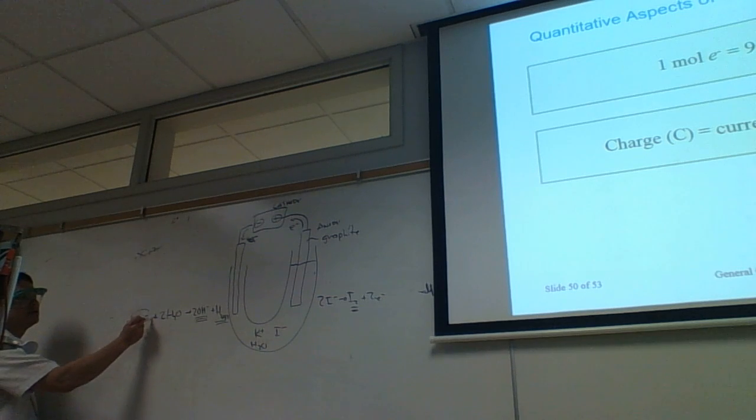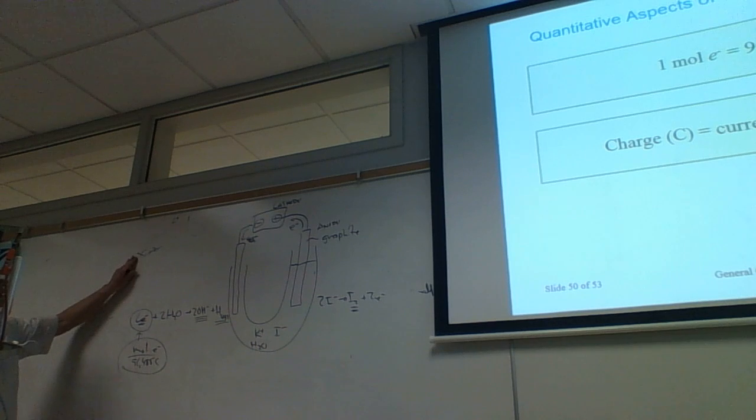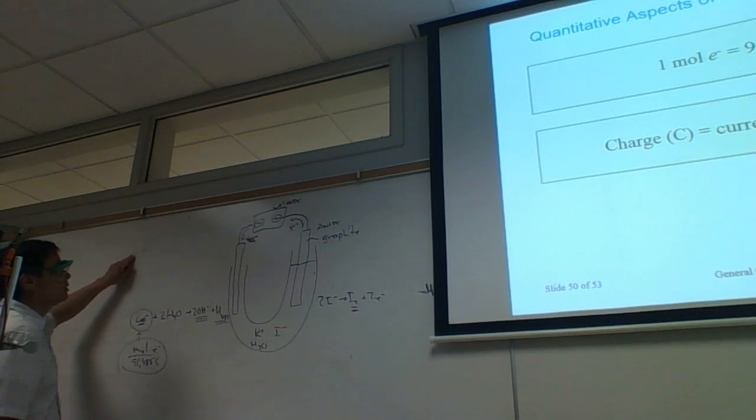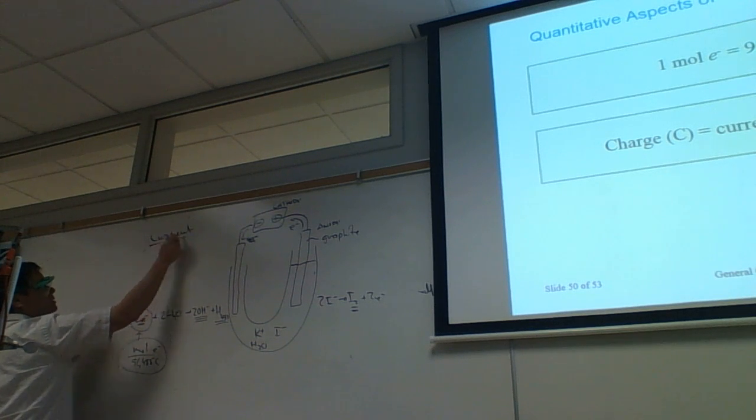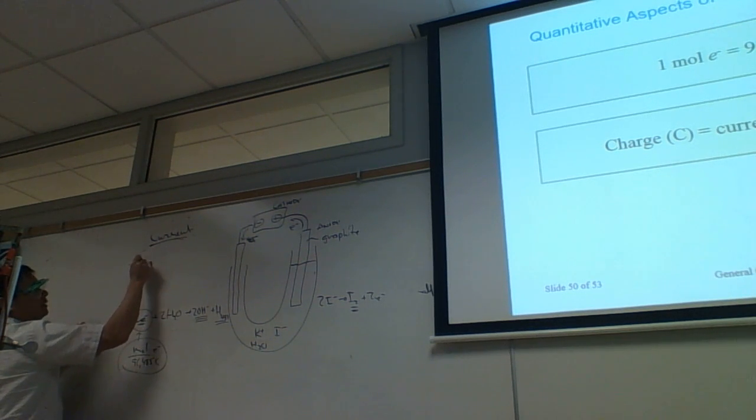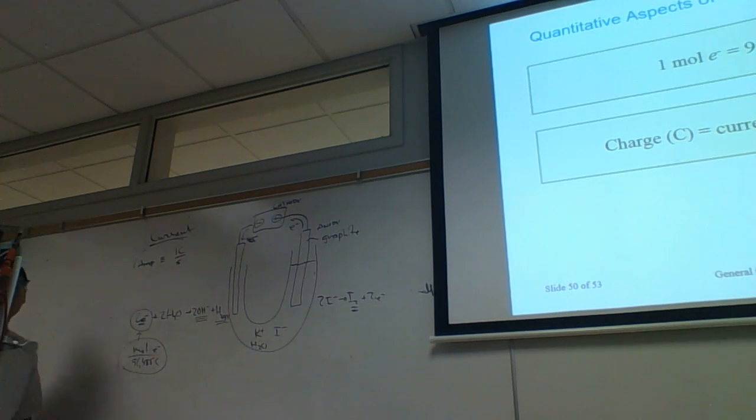And the stoichiometry is, this is a stoichiometric conversion factor. Because I have 2 moles of electrons, and for every mole of electrons, I'm going to have 96,485 coulombs worth of charge. It's a Faraday. And coulombs of charge is related to current, because current is measured in amps. And 1 amp, or ampere, is defined as 1 coulomb of charge passing by in a second.